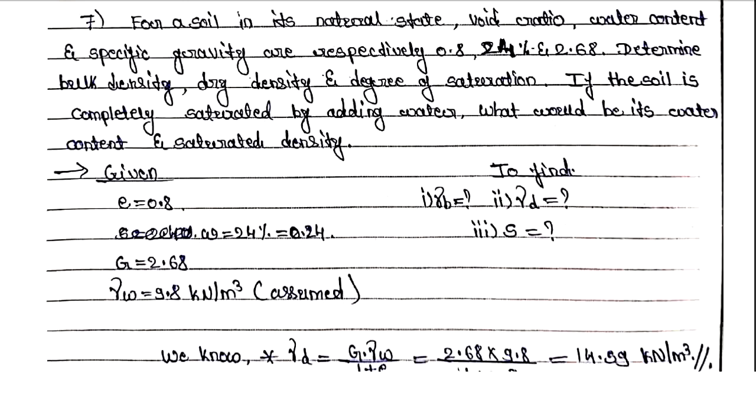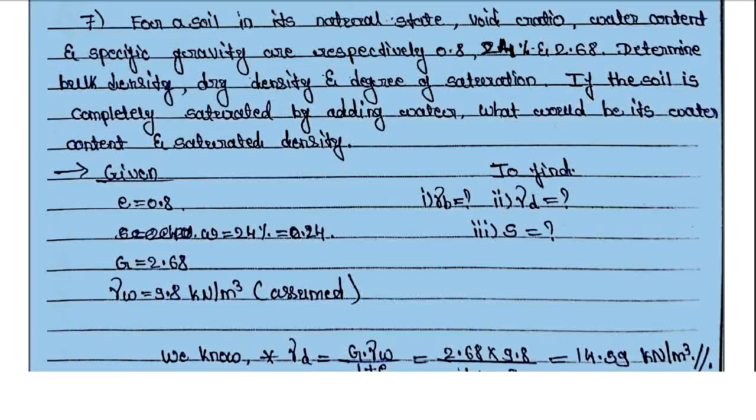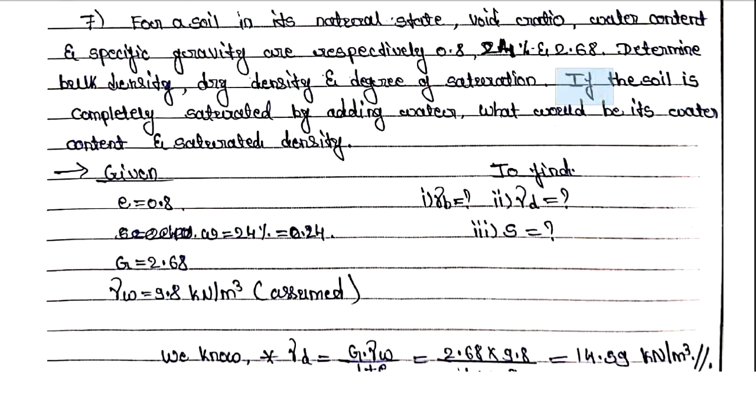If the soil is completely saturated by adding water, what would be its water content and saturated density? So this is case number 1 from here to here. After that there is case number 2 from here. What is case number 2? They are going to add water and make the soil completely saturated.